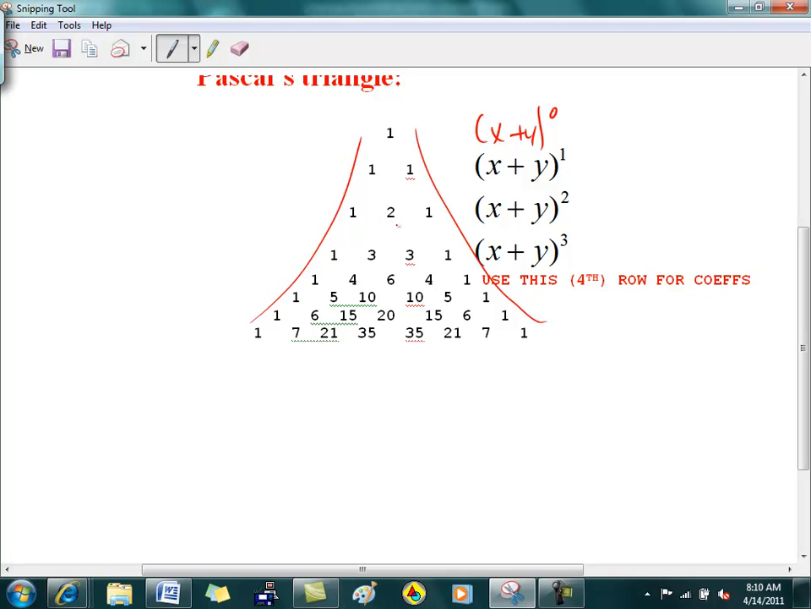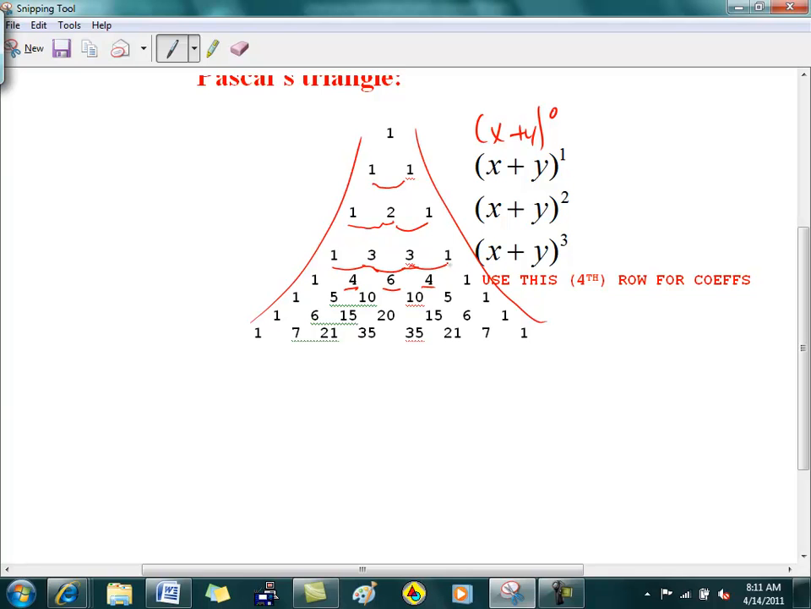So, let's see. This guy comes about by adding these two. This guy comes about by adding these two. This guy comes about by adding these two. This guy by adding these two, and so on. So you get the pattern?